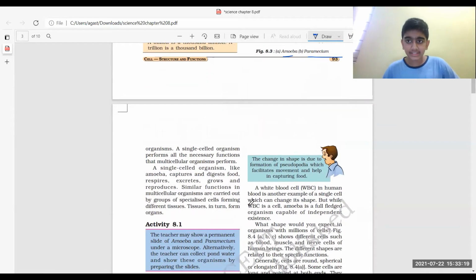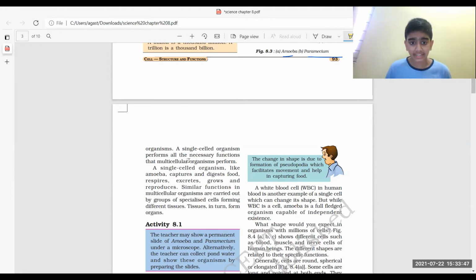So guys, next thing. A single-celled organism performs all the necessary functions that a multicellular organism performs. For those organisms, that single cell is enough, for their size. But we are of a big size. The reason might be that we need so many cells so that we can fulfill all the functions in our organs, like in our bodies. I hope you've understood this point, guys.